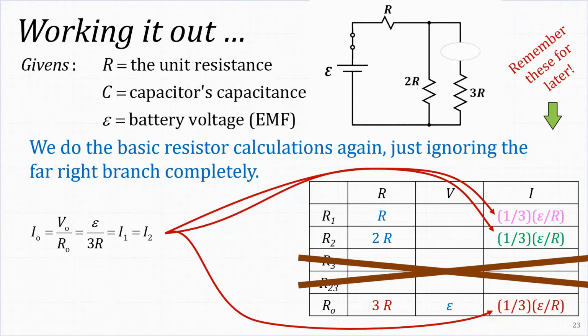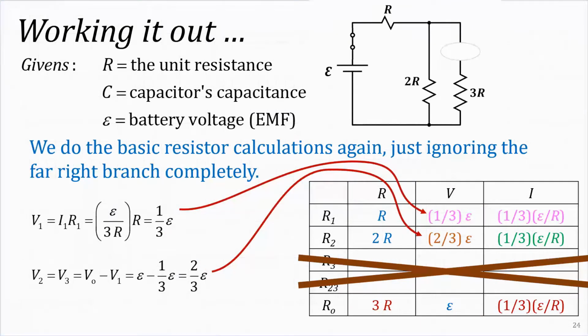Now, try to remember these final current values. They are both 1/3 of the EMF over the resistance. Remember that, because we're going to compare that at the very end. And then, of course, the voltages across each resistor.